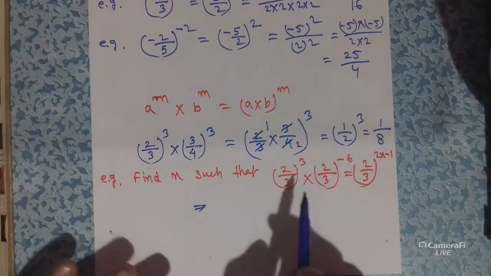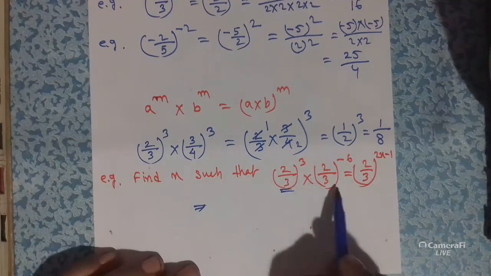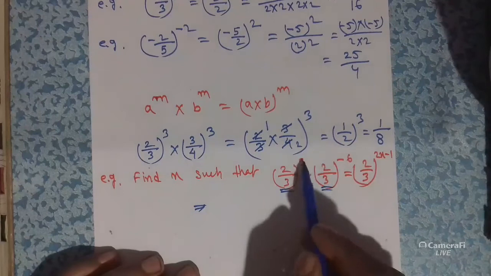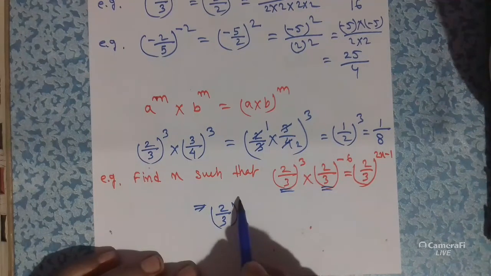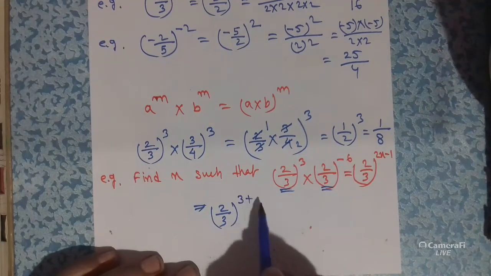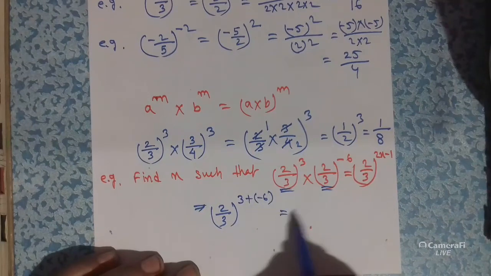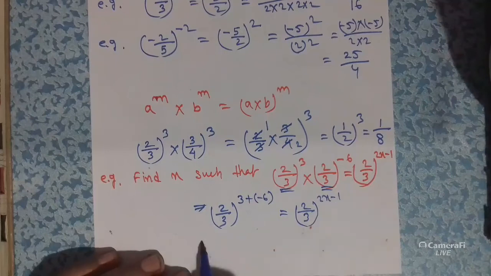So here, students, you can see that the bases are same but the powers are different. So the exponents should be added. So it can be written as (2/3) to the power 3 plus minus 6, and on the right hand side (2/3) to the power 2x minus 1.